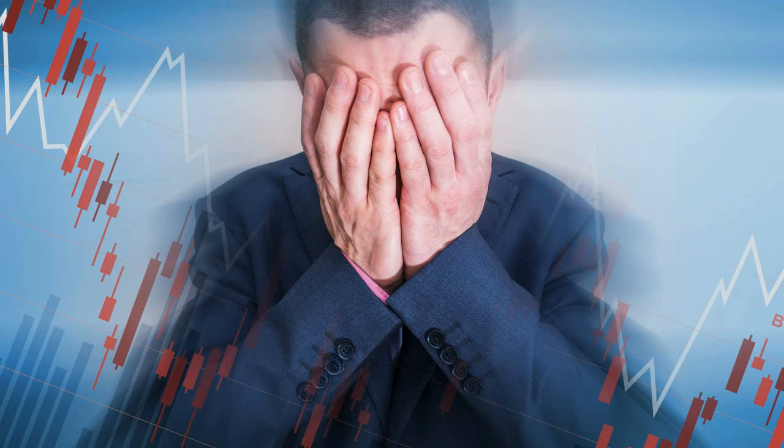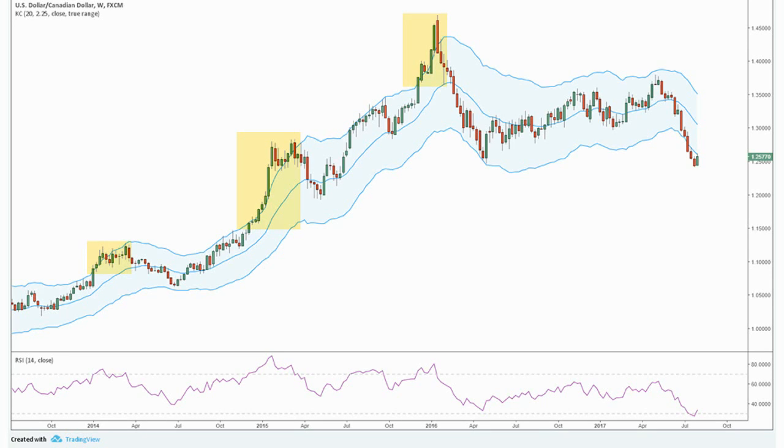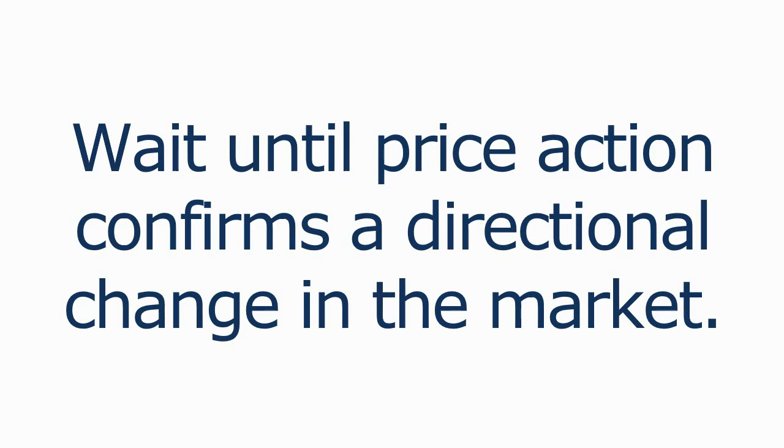a contrarian trader. And here we have a Keltner channel to highlight the point that as a strong market becomes overbought or oversold, it can stay that way for a long time. This is a Keltner channel using 2 standard deviations, and it's a weekly chart. Blindly shorting the upper band or the overbought relative strength index would have been painful. So you want to wait until price action confirms a directional change in the market.